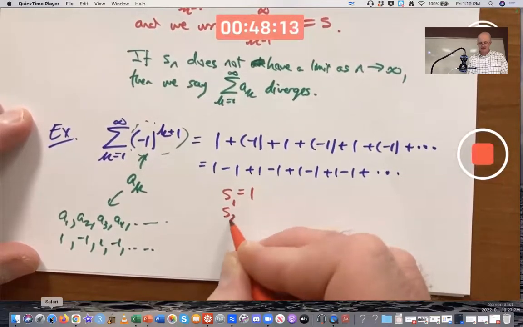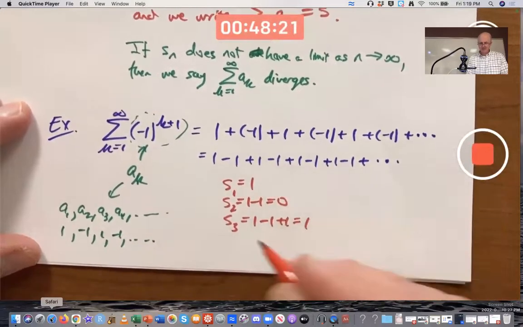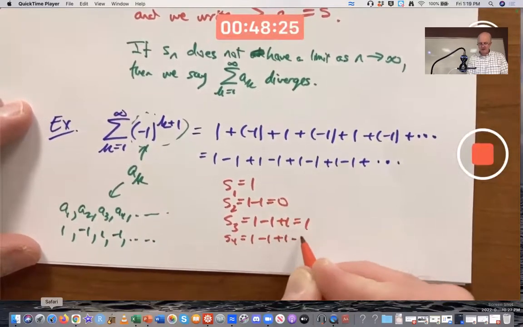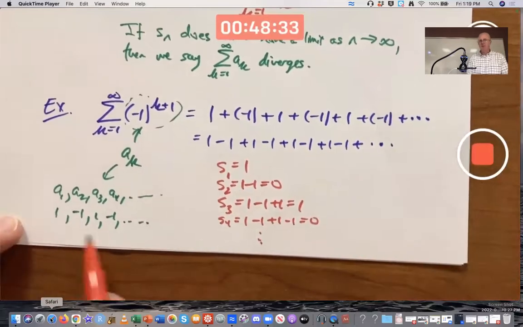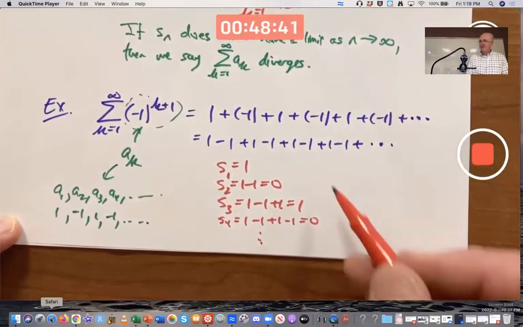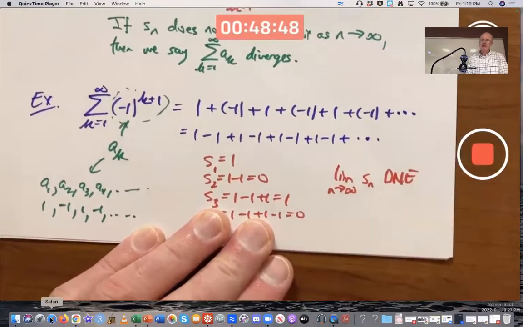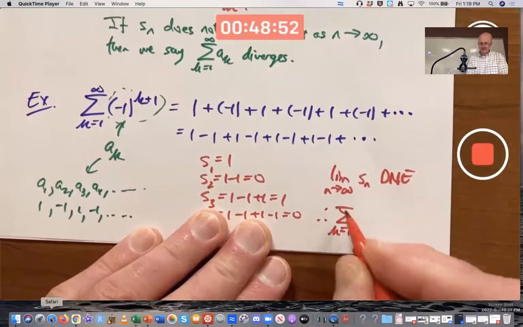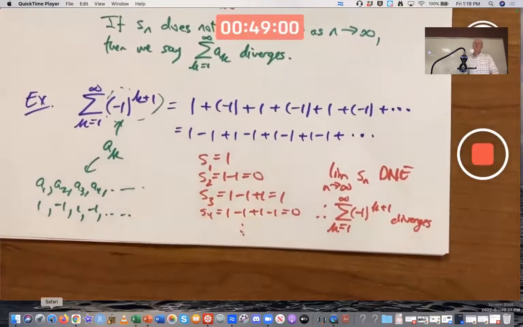What's the first partial sum? 1. What's the second partial sum? 0. Yep. Third partial sum is back to 1. Fourth partial sum is back to 0. These are bouncing back and forth and not approaching a limit either. It is a different sequence. These are going back and forth between 1 and negative 1. These are going back and forth between 1 and 0. They do not have a limit. Limit as n goes to infinity of S_n does not exist. DNE. Therefore, the series, make sure you put the summation sign, diverges. That's the reason, though. You've got to give a reason, a reason based on the sequence of partial sums.